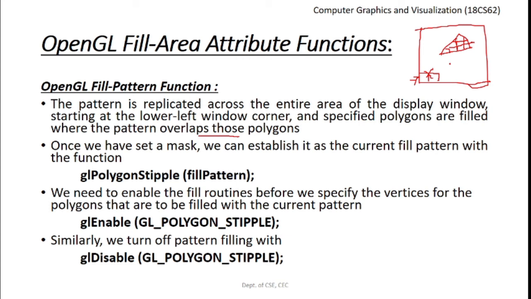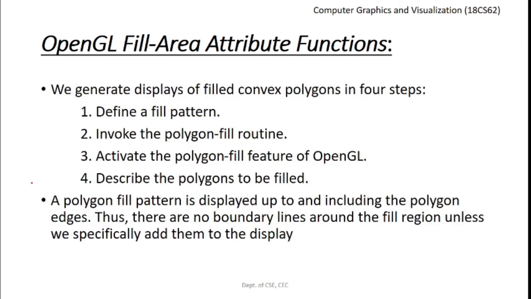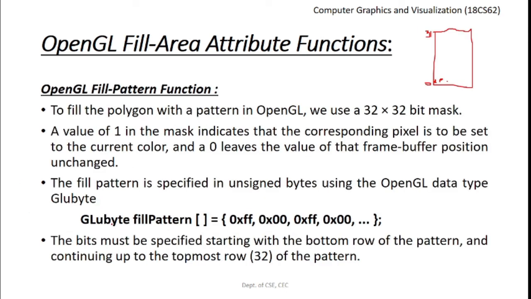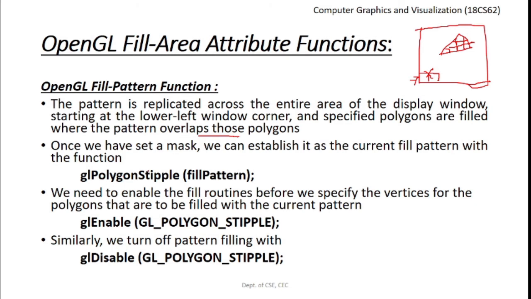Once we have set a mask, we can establish it as the current fill pattern using the OpenGL function glPolygonStipple, specifying the name of the pattern. Step one is to define the fill pattern. We have done that using a GLubyte array fill pattern, a 32 by 32 bit mask. The next step is to invoke the polygon fill routine, which is done by calling the function glPolygonStipple. It accepts a parameter, which is the name of the 32 by 32 bit mask that we have created.